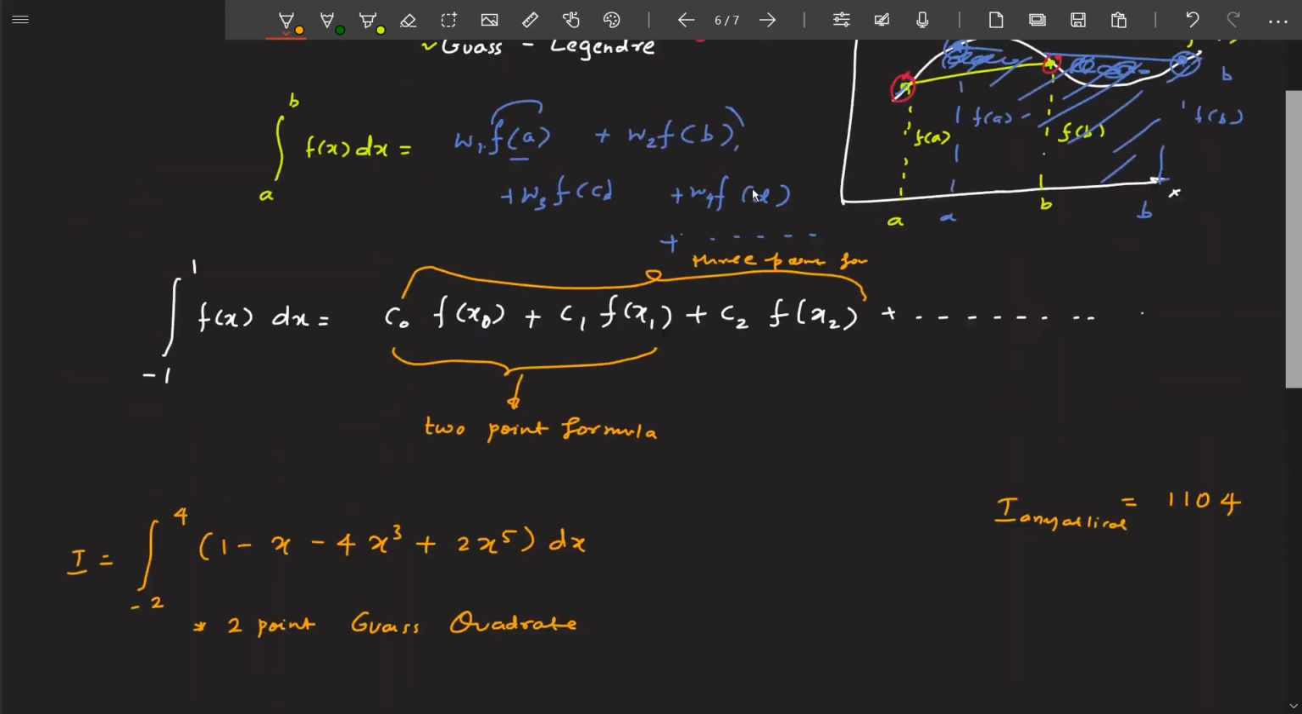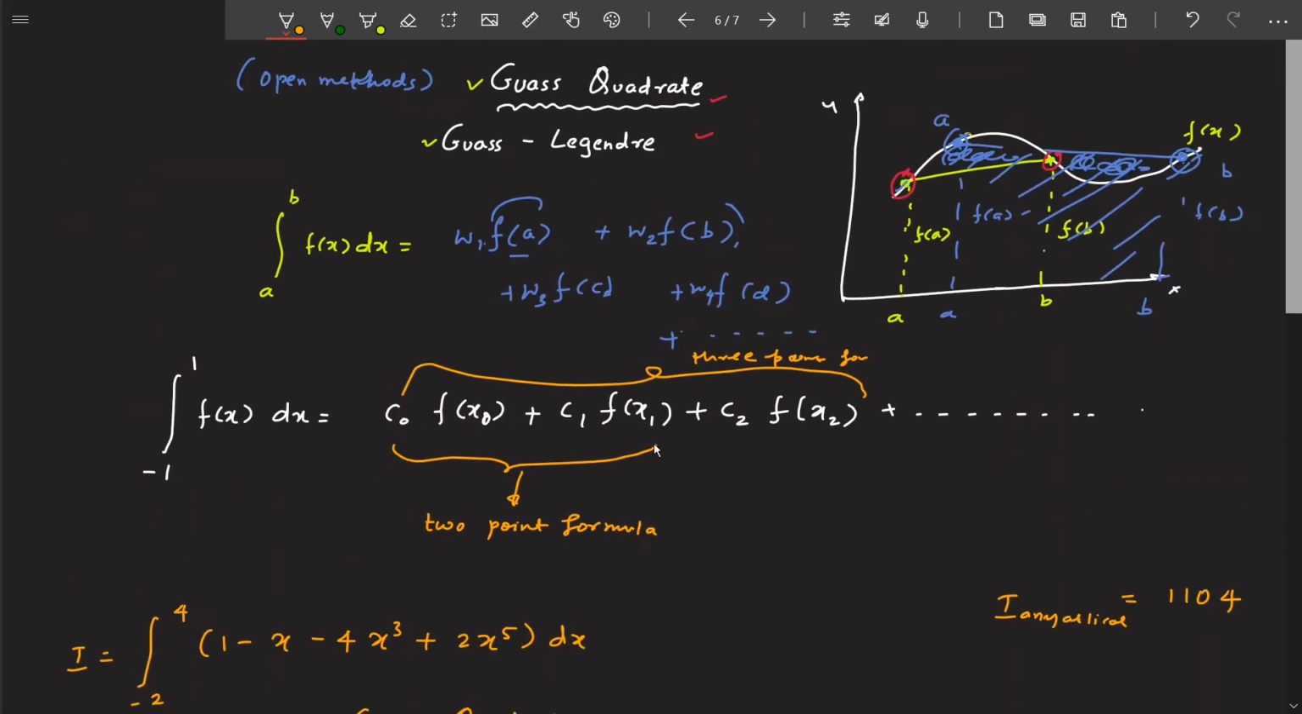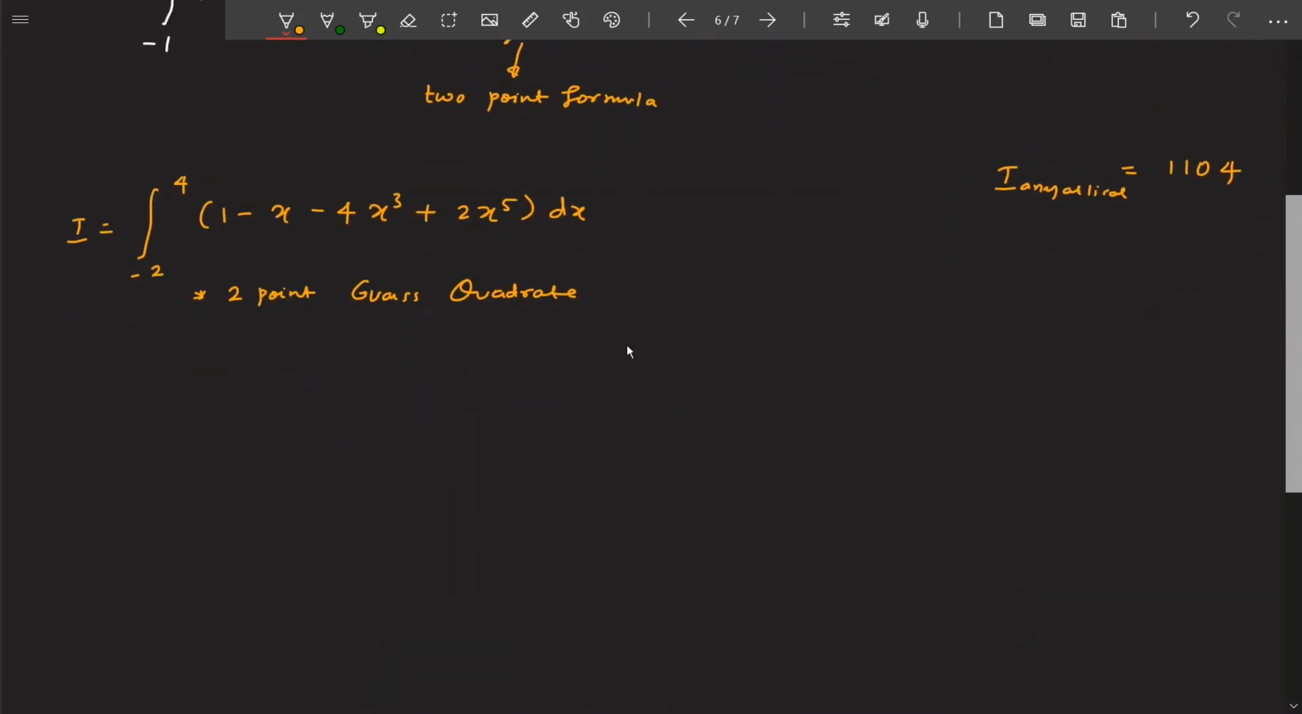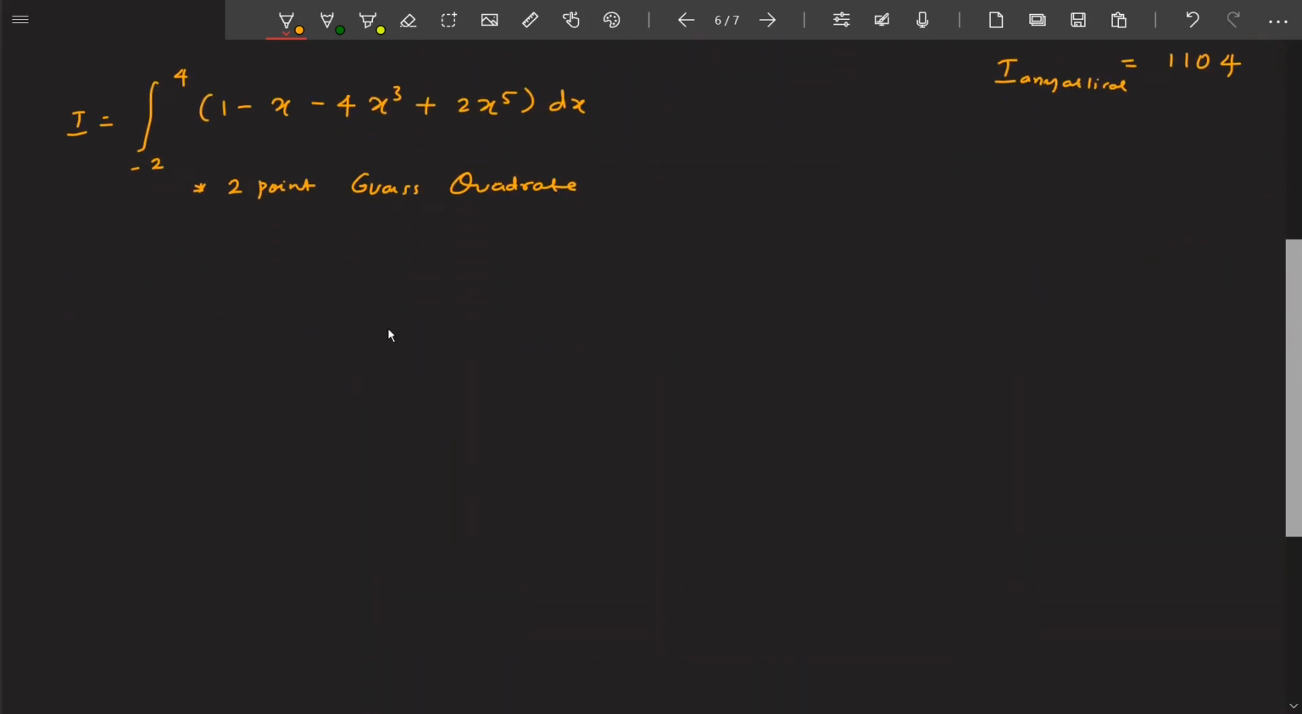Okay, so when you say 2-point, we are just going to use 2 weighing functions. When it is 3-point, 3 weighing functions, and so on. Let us solve this by 2-point Gauss Quadrature, and later we'll also solve it by 3-point Gauss Quadrature, and we'll see what happens to the error.